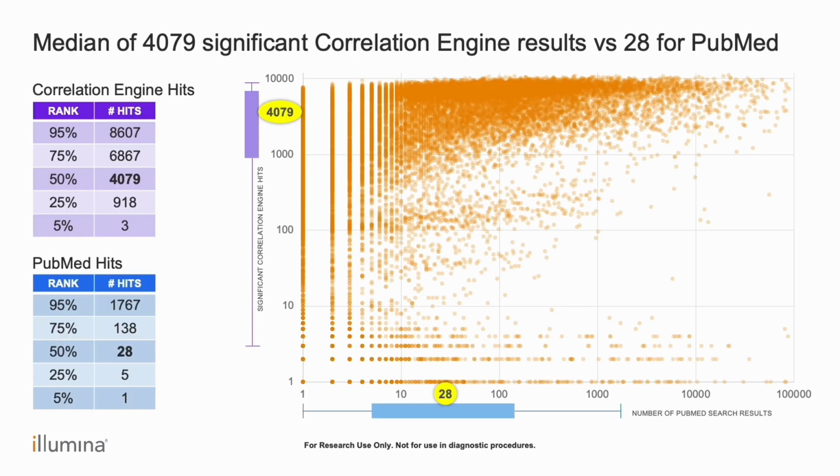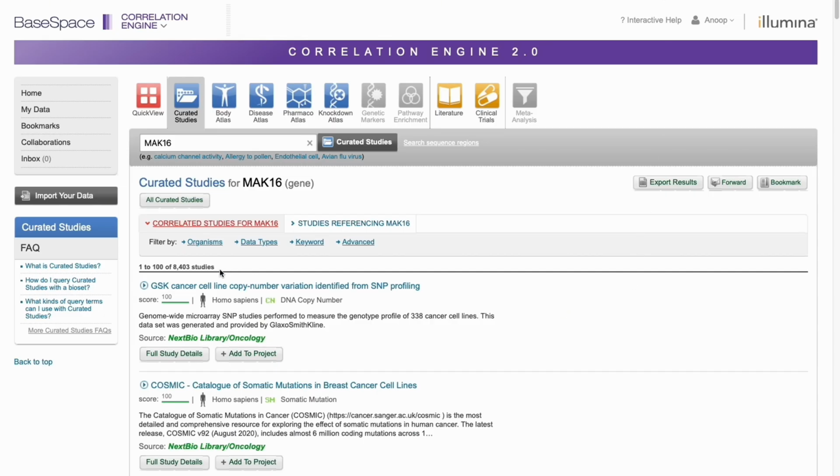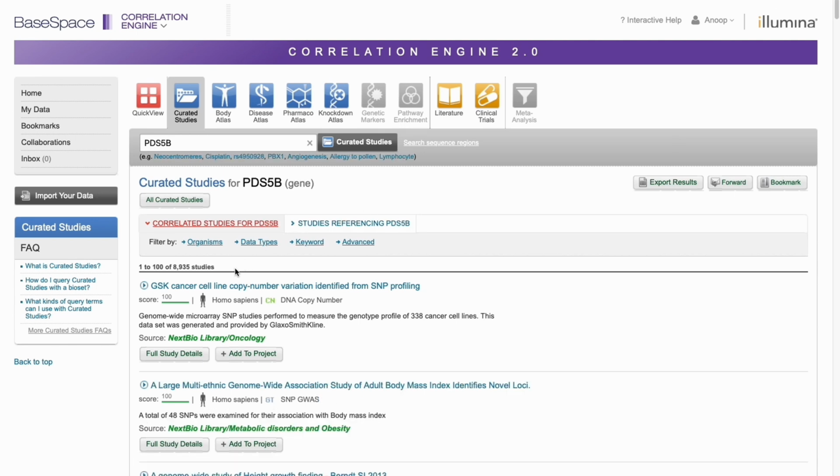Another way to summarize is based on the median result. The median number of significant results found for a gene in Correlation Engine is 4,079, and the median number of results in PubMed is 28. Now let's take a look at the results from the keratinocyte study, specifically for MAX16, PAXBP1, and PDS5B. We see 8,403 significant results for MAX16, 8,045 results for PAXBP1, and 8,935 significant results for PDS5B.